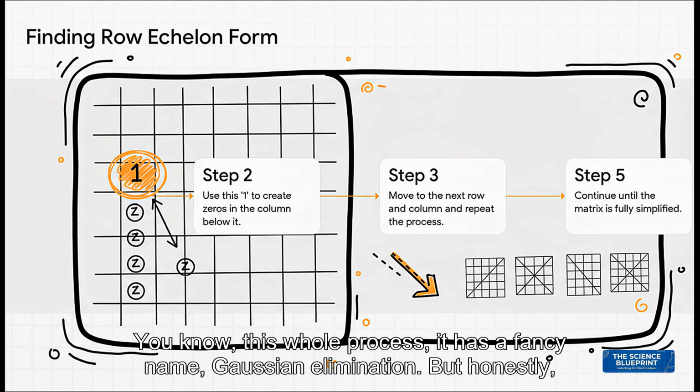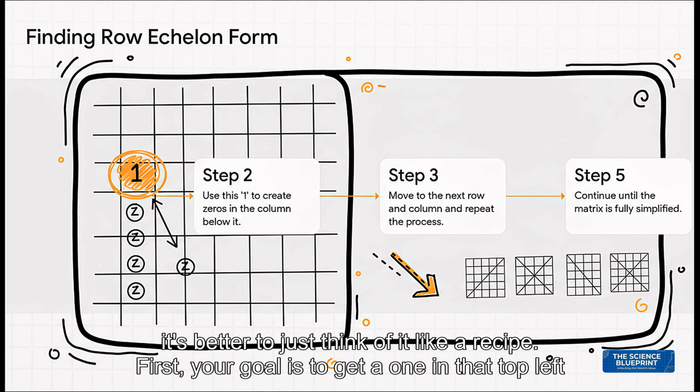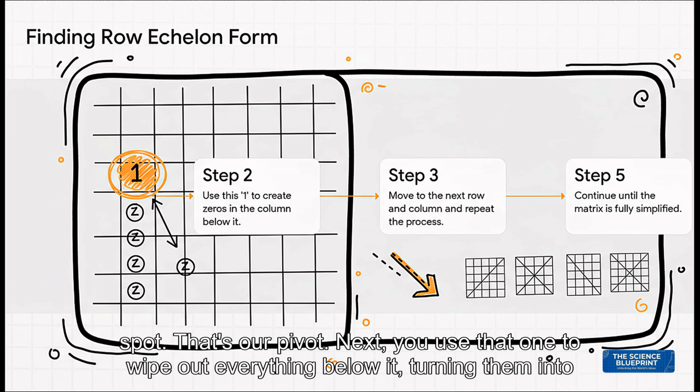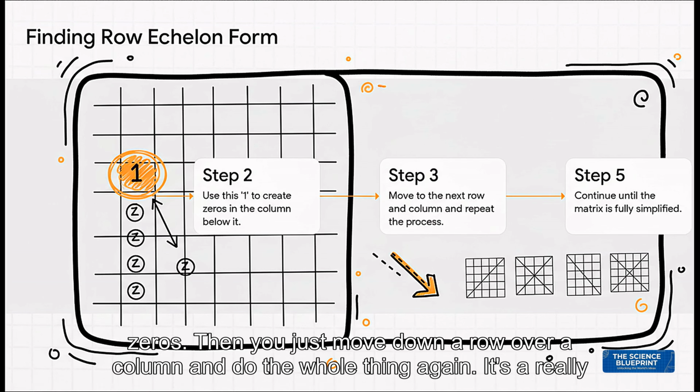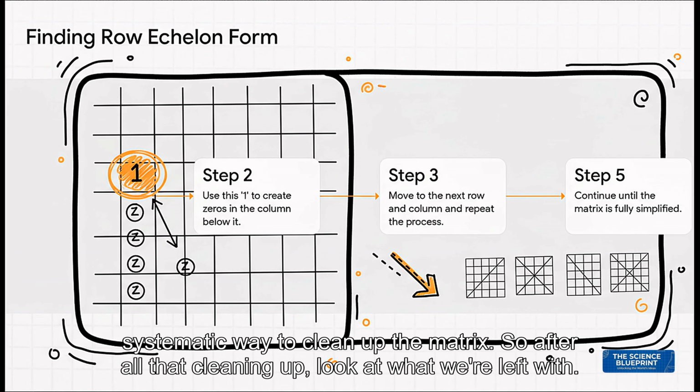You know, this whole process has a fancy name, Gaussian elimination. But honestly, it's better to just think of it like a recipe. First, your goal is to get a 1 in that top left spot. That's our pivot. Next, you use that 1 to wipe out everything below it, turning them into zeros. Then, you just move down a row, over a column, and do the whole thing again. It's a really systematic way to clean up the matrix.